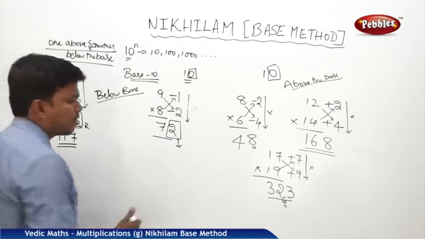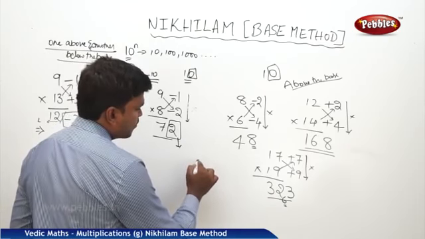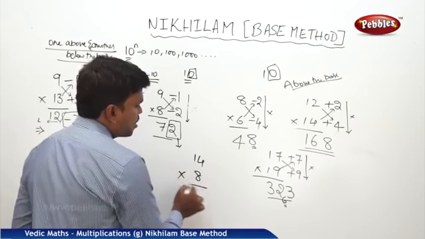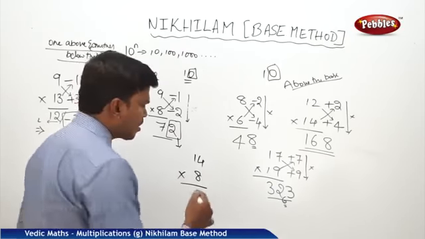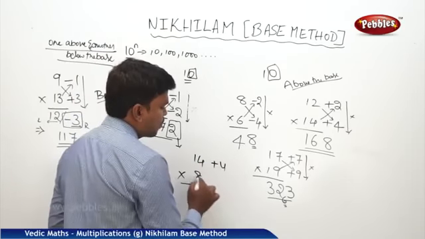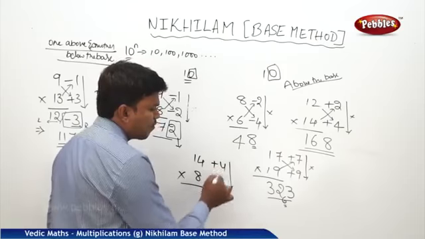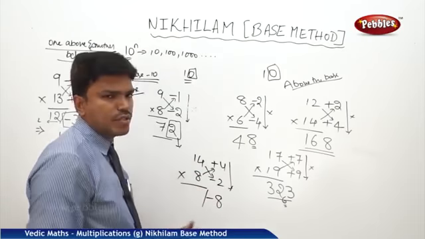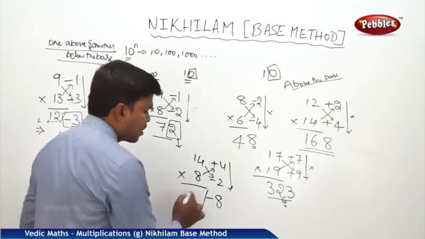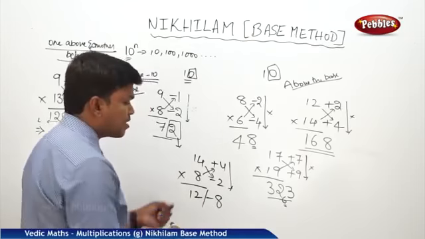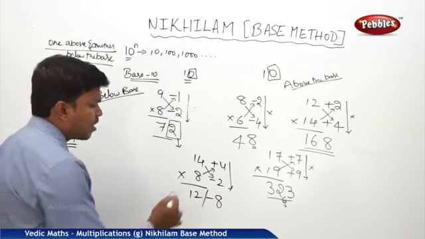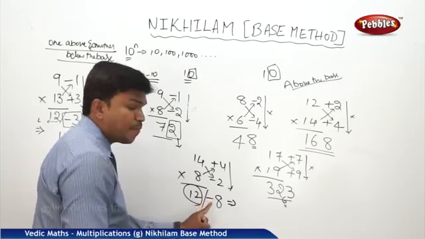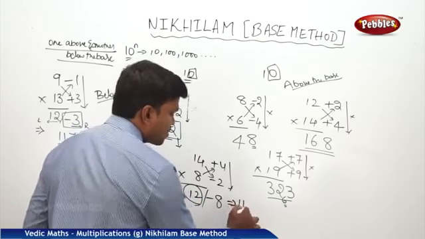Like that. One more example. Suppose I want to multiply, let us say, 14 into 8. Now 14 means how much more is it? Plus 4. 8 is minus 2. So plus into minus, minus 8. So cross subtraction or cross addition, whichever you feel is easy, do that. 14 minus 2 is 12. So here again 12. But since there is a minus in the answer, the left side part of the answer should be reduced by 1. Since there is a minus symbol here, 12 becomes 11.